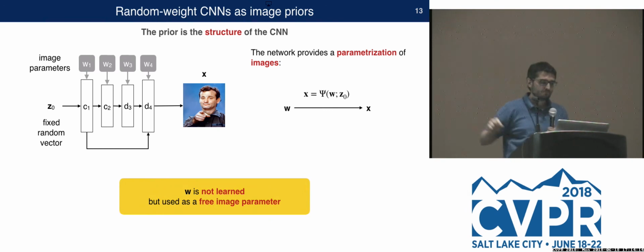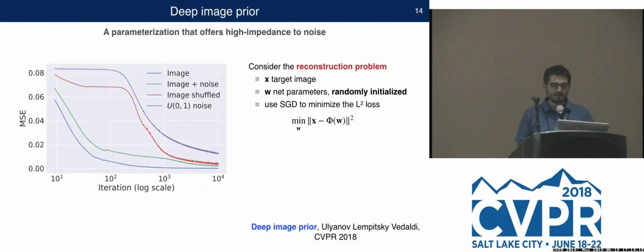Okay? You might wonder, what's the meaning of doing that? Well, let's see. Suppose now I want to solve a very simple problem, reconstruction. I take an image X, and I want to find the parameters of the network W that cause that generator to reconstruct that single example point, X. So I'm going to do a pointwise reconstruction of a single image, and to do that, I'm going to fit this network using stochastic gradient descent, as usual.